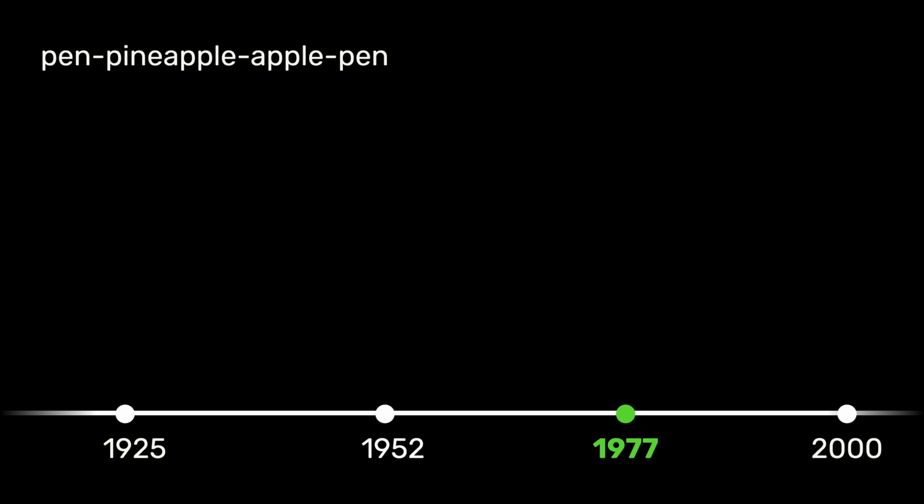In 1977, Abraham Lempel and Jacob Ziv published a revolutionary paper introducing what we now call LZ compression. Instead of encoding individual characters, LZ algorithms look for repeated sequences and replace them with back references to earlier occurrences.